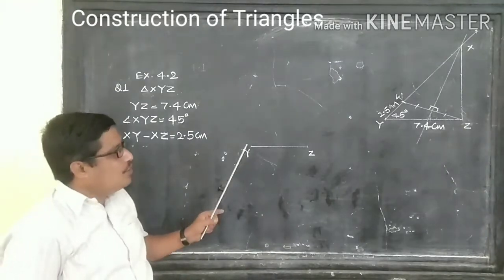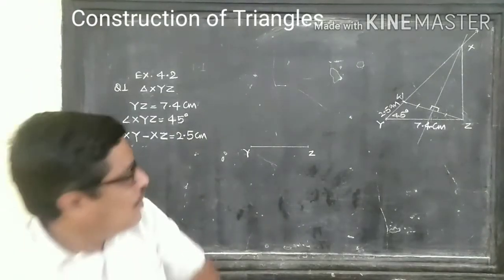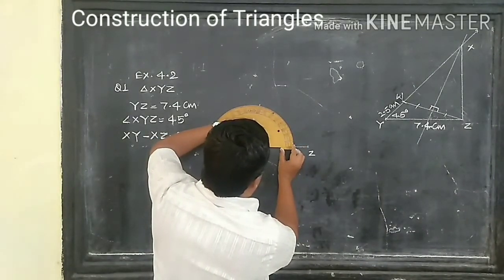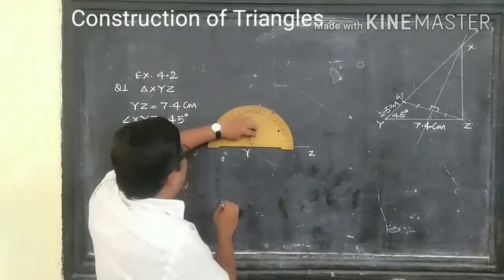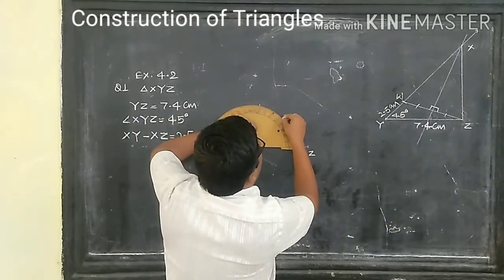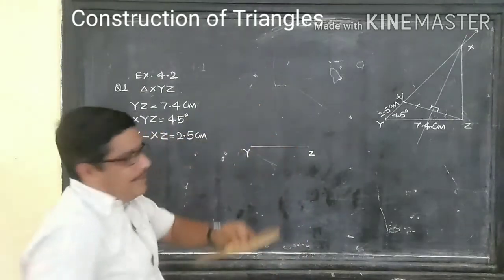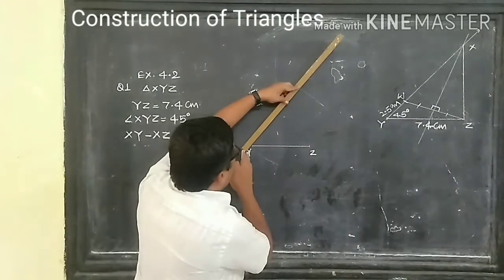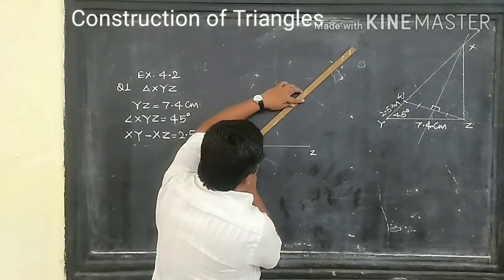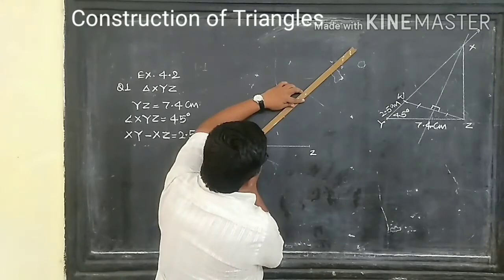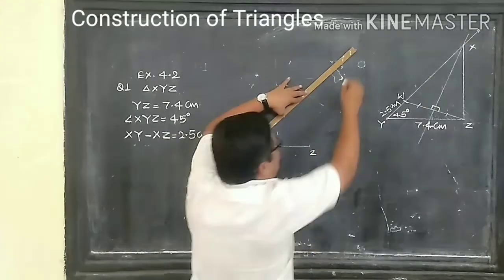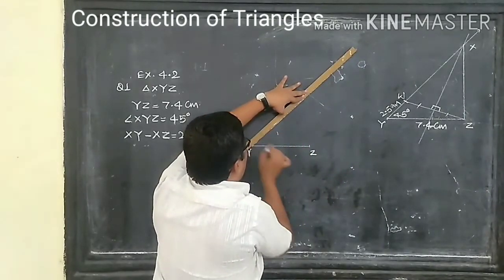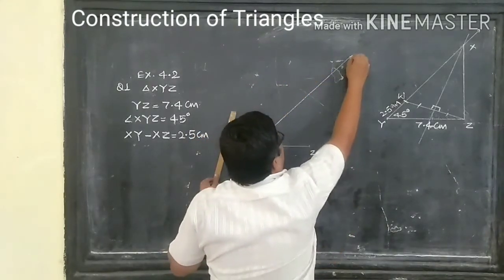After that we are going to draw an angle of measure 45 degrees. So place this protractor on vertex Y and measure the angle of 45 degrees. After measuring an angle of 45 degrees, we have to draw a longer ray. We don't know the position of vertex X, therefore we have to draw a longer ray in this way.